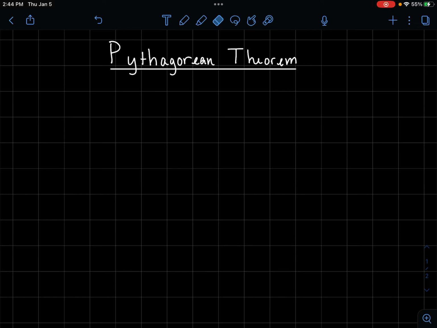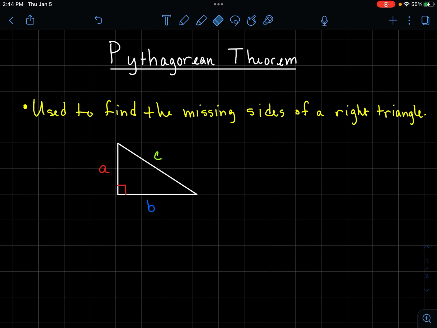Here we have a short video discussing the Pythagorean Theorem. So what is the Pythagorean Theorem and what is it used for? First, it is used to find the missing sides of a right triangle. What does a right triangle look like? Here we have an illustration of it.